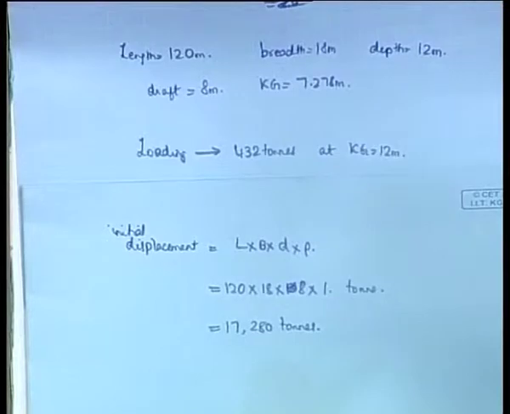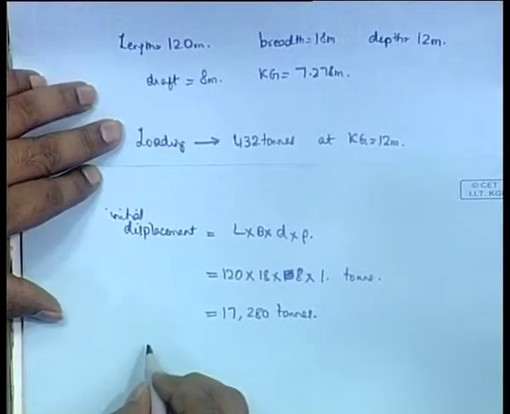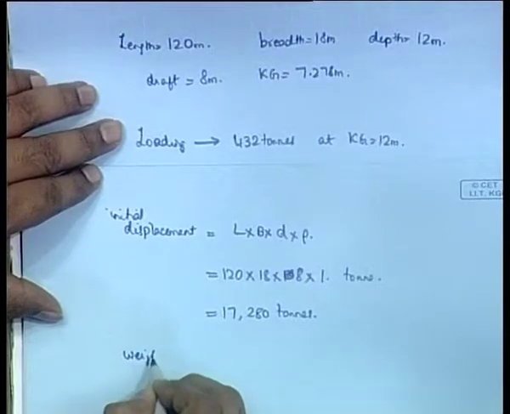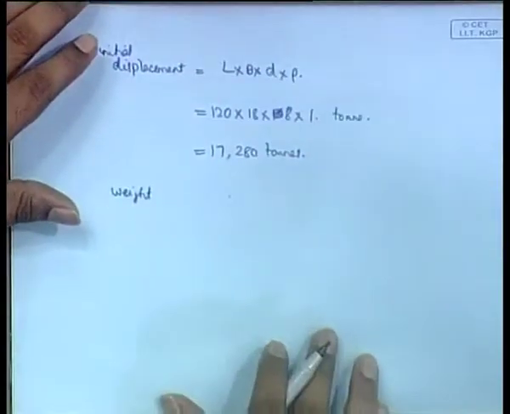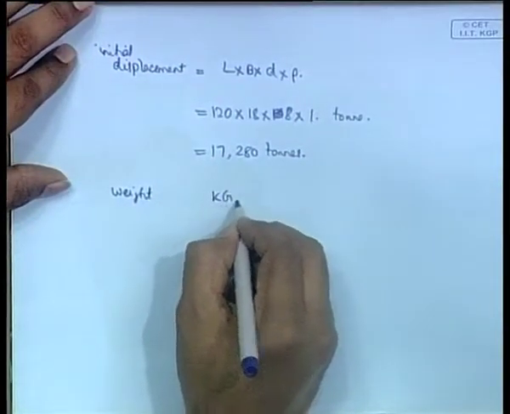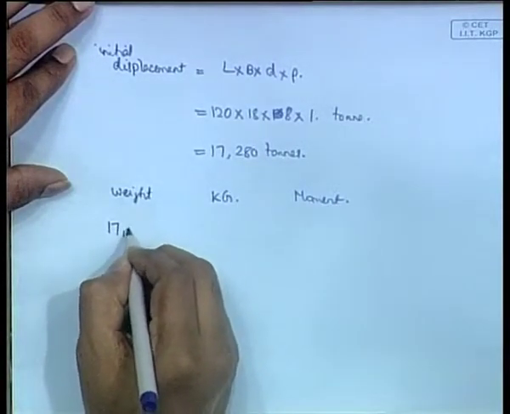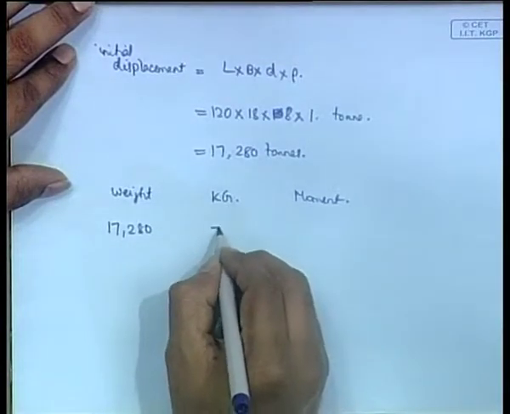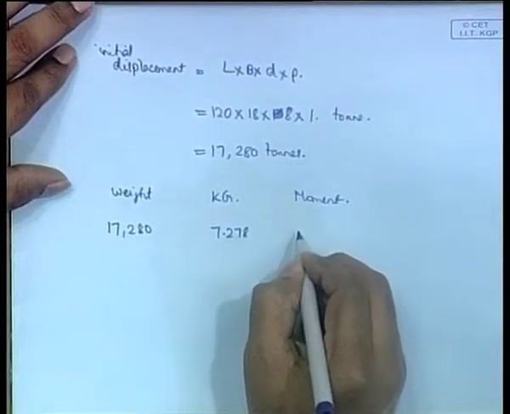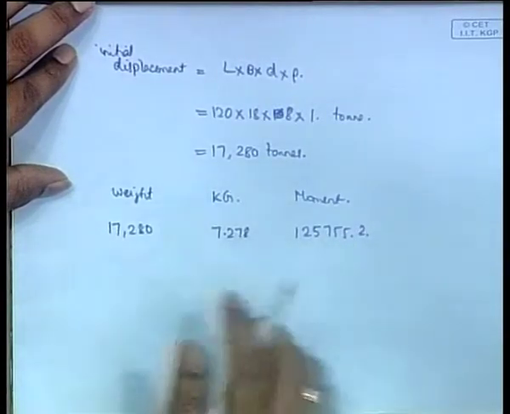Then we need to find after the weight is added. So, weight added, then you have your KG, then you have your moment. The initial weight of the ship is 17,280 tons, and remember you are given your KG 7.278, and therefore, your moment, you multiply, 755.2 will come there.